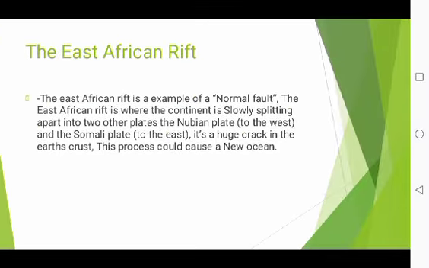The East African Rift. The East African Rift is an example of a normal fault. It is where the continent is slowly splitting apart into two other plates, the Nubian Plate to the west and the Somali Plate to the east. It's a huge crack in the Earth's crust. This process could cause a new ocean.